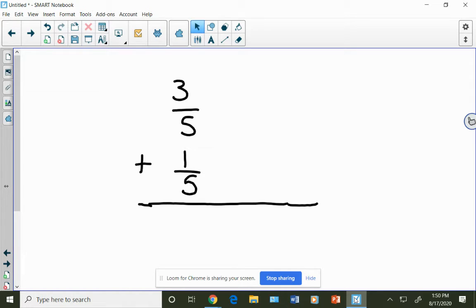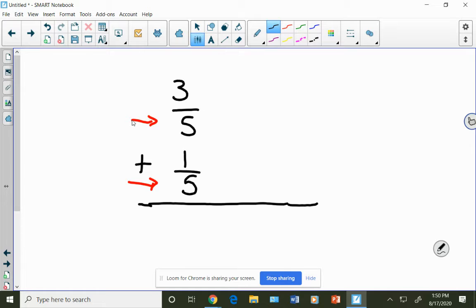Adding fractions, the first thing we have to do is evaluate our denominator. Remember, the denominator is the bottom number of a fraction. If the denominators are alike, in this case, when adding these two fractions, the denominators are alike, you do not have to find a common denominator. You can go ahead and use the denominator that you have.